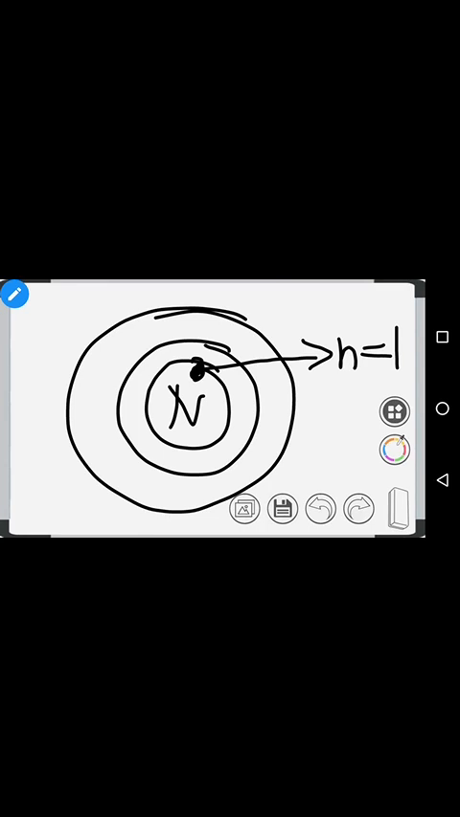Like that, the electrons revolve around different orbits. To each orbit I am giving a number: here n is equal to 1, here n is equal to 2, here n is equal to 3. Like that, the numbers will go on.